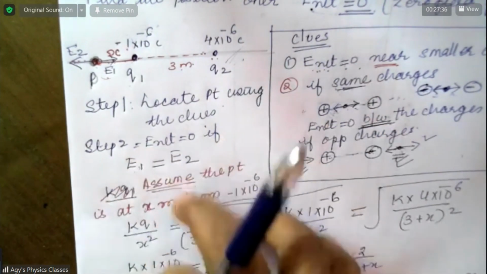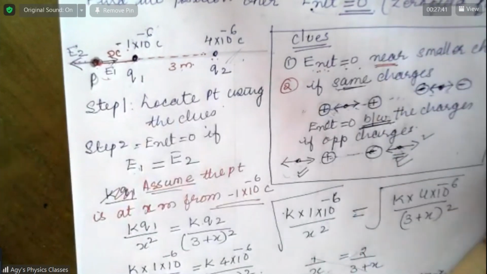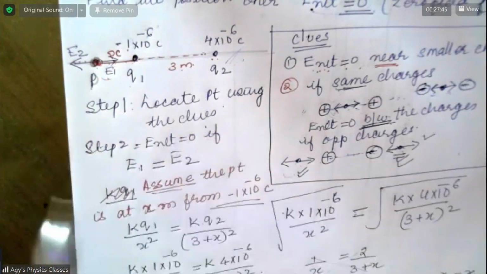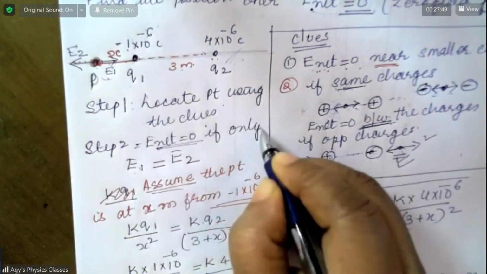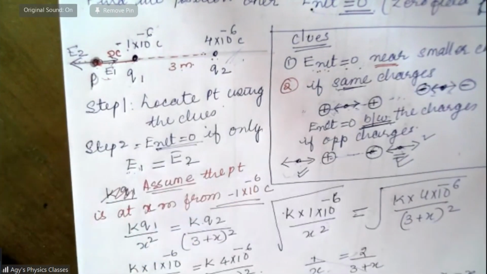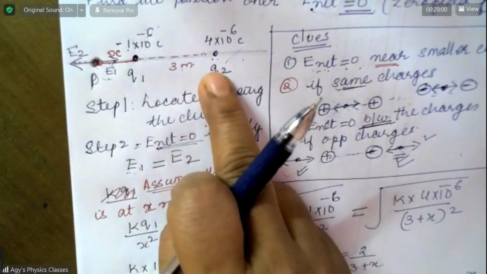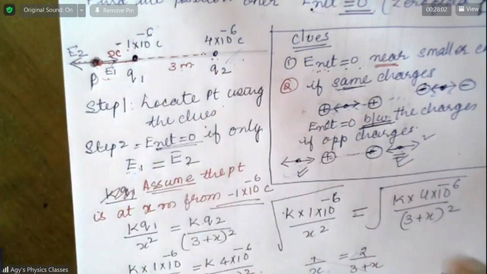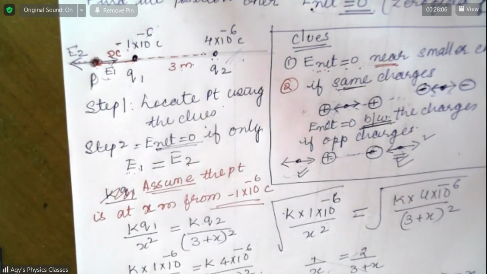Yeah, then this is not the way. This is the way for finding zero field location. The electric field will be zero only if the magnitude of E1 is equal to the magnitude of E2. Now you do this. Very important one. That's why I'm making you do it over here. Then I will give you homework questions.